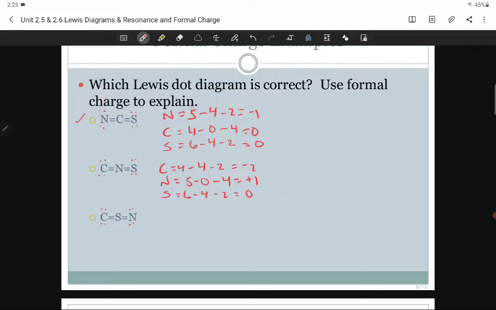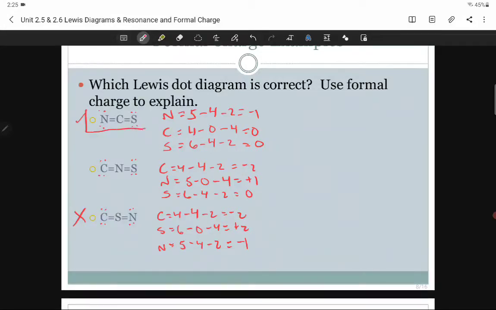It has a -1, a 0, and a 0. The bottom one here, carbon, 4 valence electrons, 4 unshared, half of the shared, that's a -2. The sulfur, 6 minus 0, -4, that's not looking too good. Nitrogen is 5 valence electrons, 4 unshared, half of the shared. That gives you a -1. This one's like a disaster. Not a disaster, but it's definitely not correct.